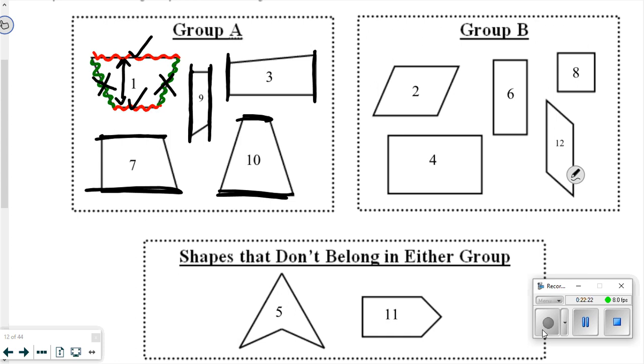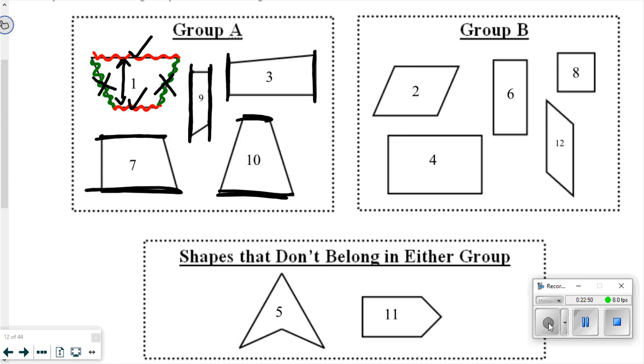Because it shouldn't get farther away either, because remember, parallel means they're the same distance. It should stay the same the whole time. All right, we're going to do the exact same thing for group B. First, find your opposite pairs with your crayons. And then checks if they're parallel, X's if they're not parallel.